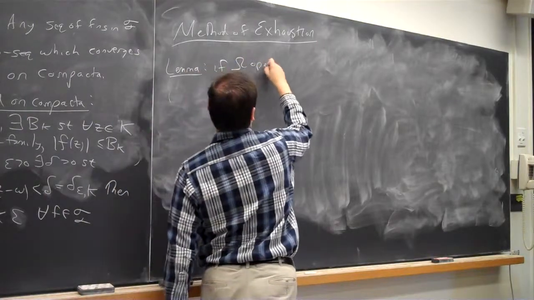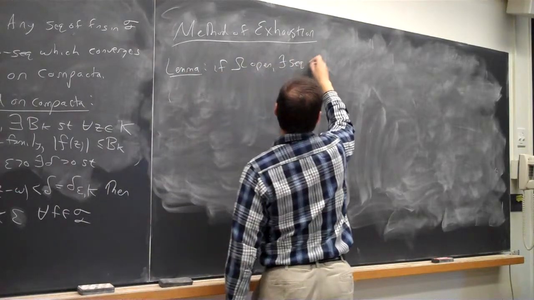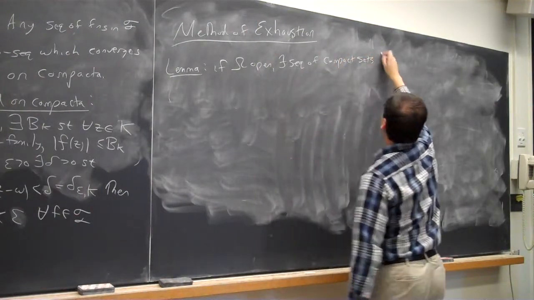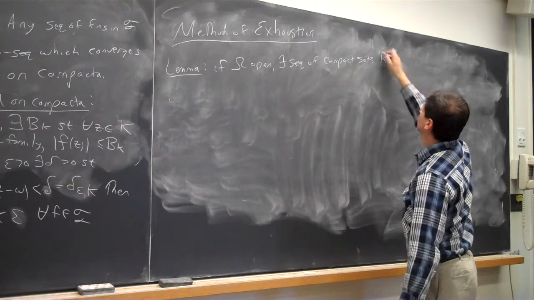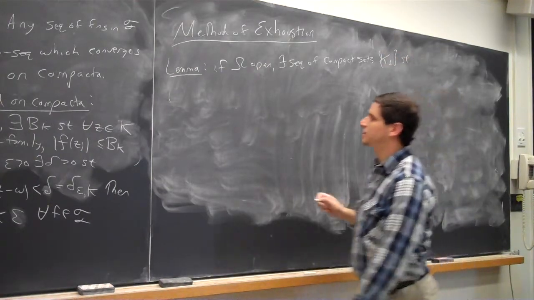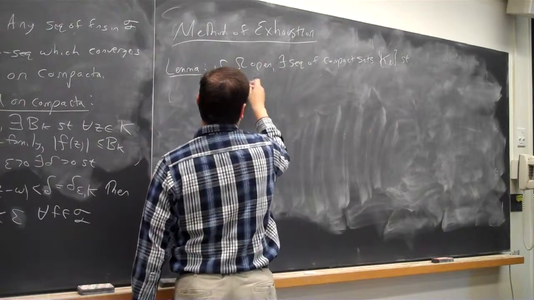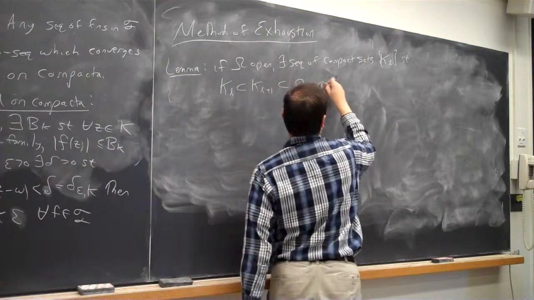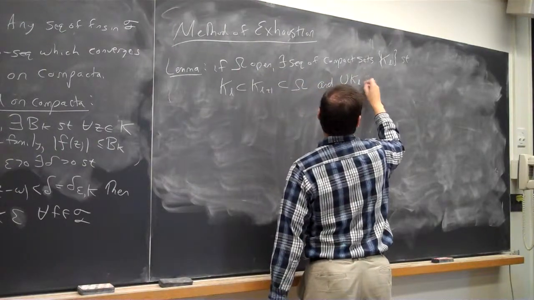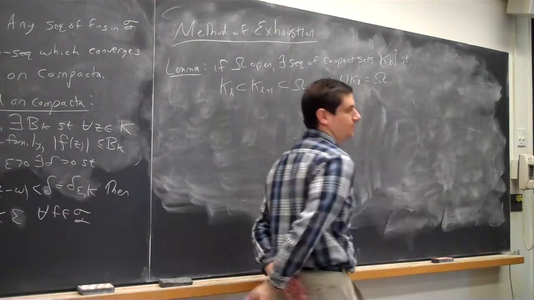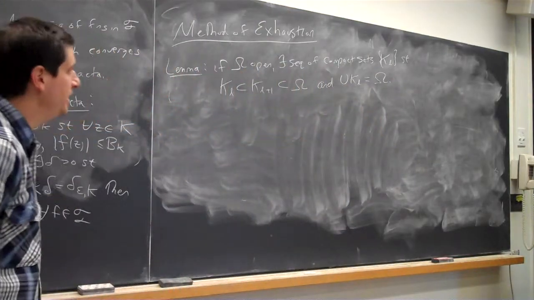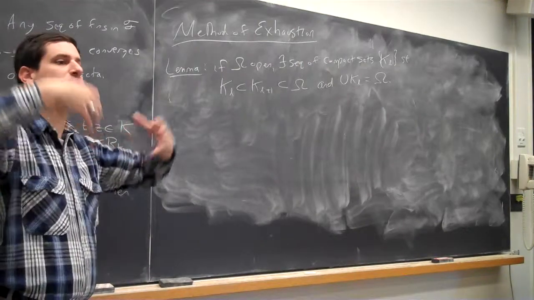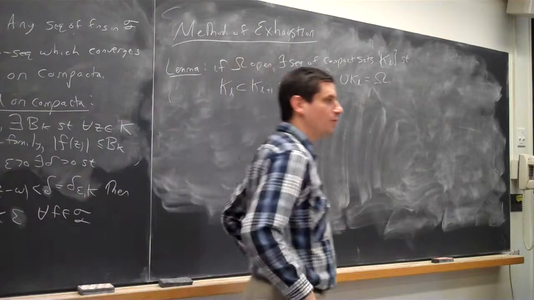If omega is open, there exists a sequence of compact sets K sub L such that K sub L is contained in K sub L plus 1 is contained in omega, and the union of the K sub L equals omega. So I can write any open set as a union of compact sets. Basically think of it as inflating a balloon. It's going to expand out and fill the whole set.